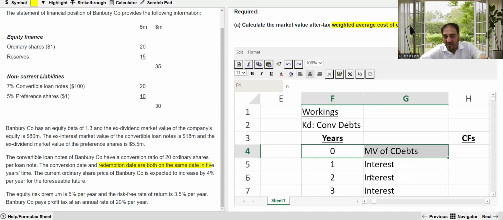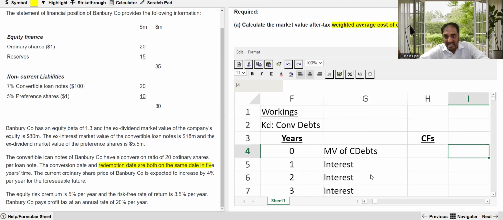So what's the market value of convertible notes? That means this is something outflow, so we have to calculate the outflow. By the way, I must recommend calculating the convertible bonds with one bond, not in totality. If an investor invests in one bond, what is the market value of one bond?